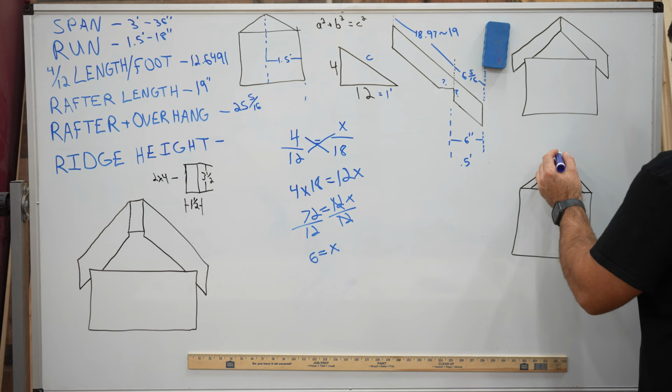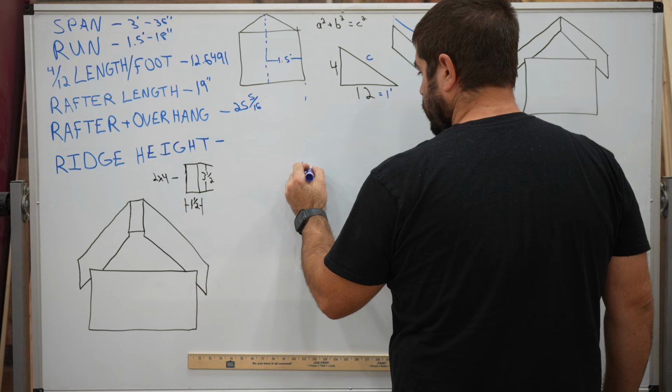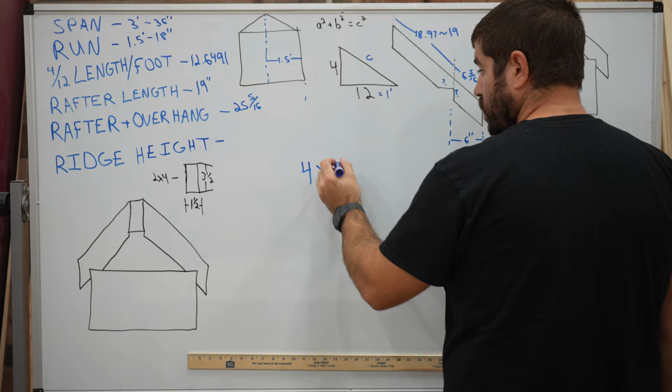Now this isn't the height of the ridge. This is the height of the peak of the roof, assuming the rafters look like this. Another way we could do this is multiply the 4-inch rise by how many 12-inch runs we have, which is 1.5, and that would also give us 6 inches.